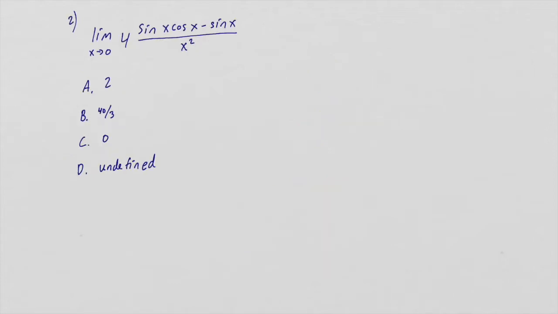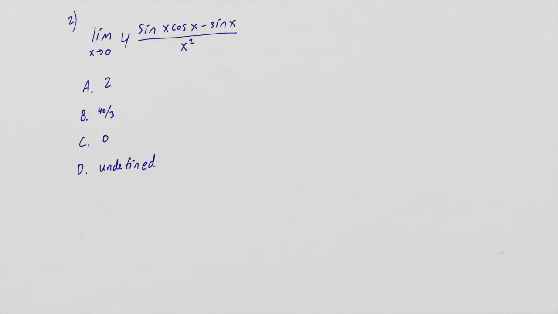So our second question here probably looks a little bit more scary than the first one. The limit as x approaches 0 of 4 times sine x cosine x minus sine x, all over x squared. Now you probably see the trigonometry here, freak out, close the book, walk away, done with the class. But no, it's not that bad.